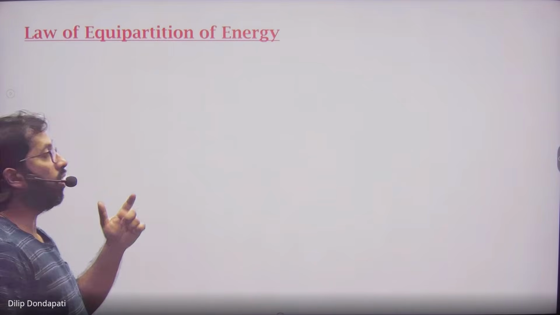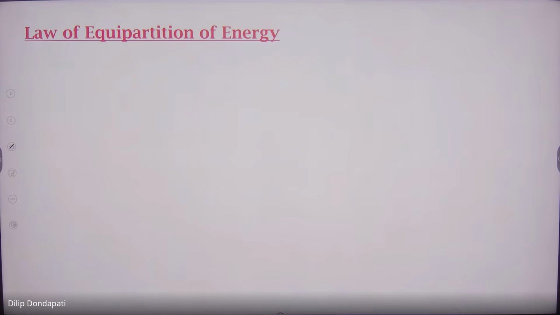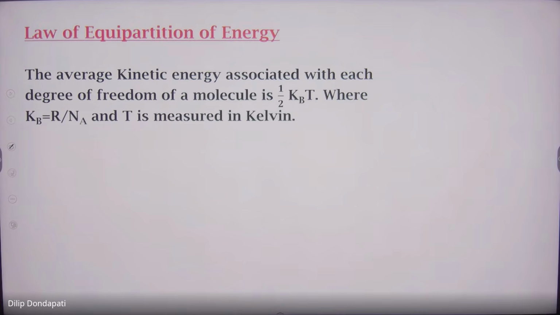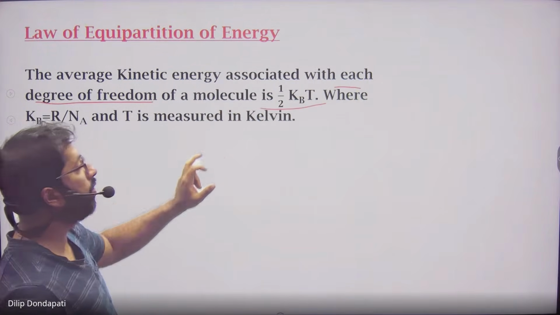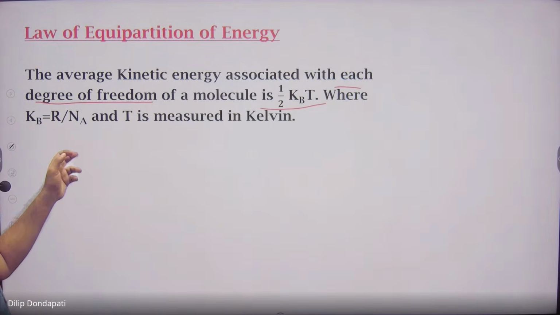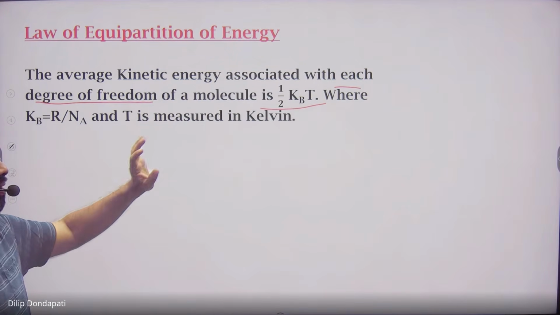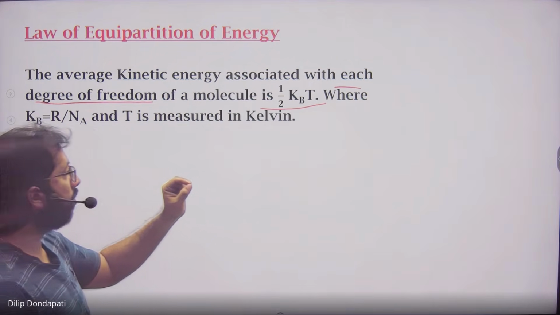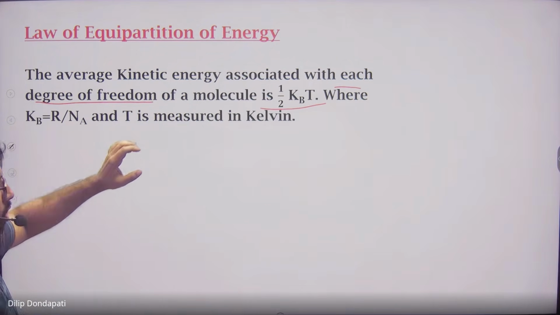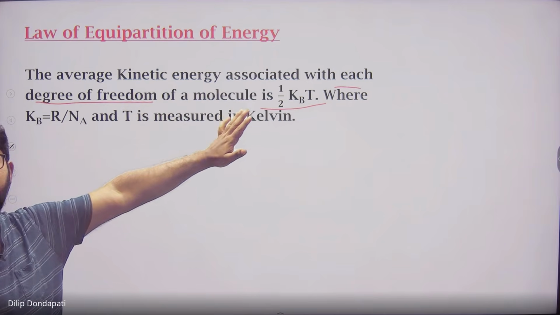The kinetic energy formula of the molecule will come from this law, called the law of equipartition of energy. The name itself says equi, meaning equally spread. What does the law say? The average kinetic energy associated with each degree of freedom of a molecule is half kB T, where kB is the Boltzmann constant, R by Na, and T is the temperature in Kelvin. So for one degree of freedom of one molecule, the kinetic energy will be half kB T.